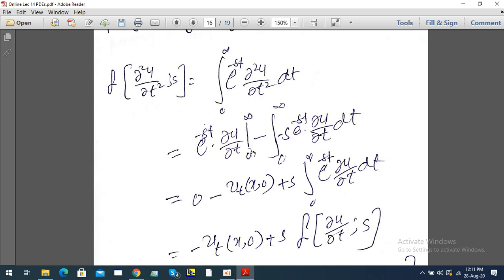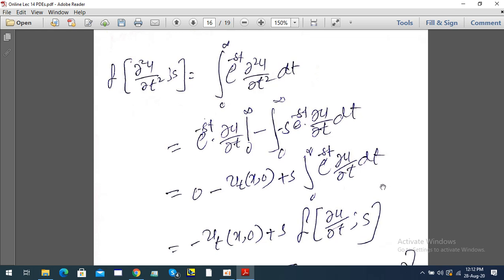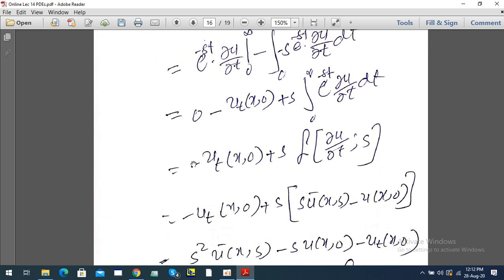Now apply the limits. For the upper limit, the result is this one, minus the lower limit, this one, where partial u by partial t at x and t equal to 0 is u_t(x,0). Minus into minus gives plus the integral from 0 to infinity of e^(-st) partial u by partial t. So this is 0 minus u_t(x,0) plus s times the integral of e^(-st) partial u by partial t dt.